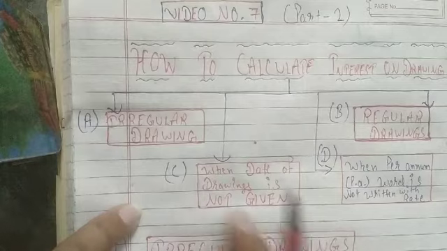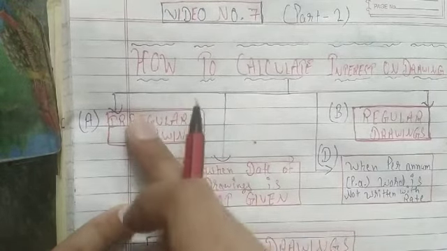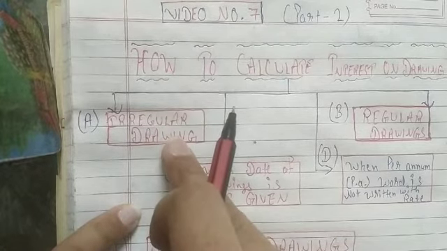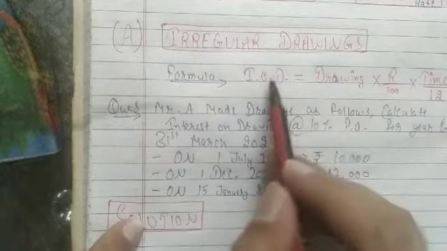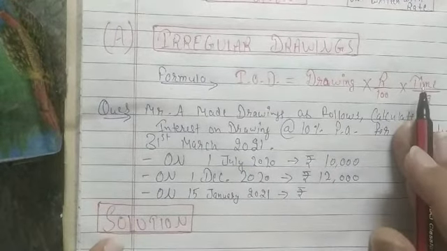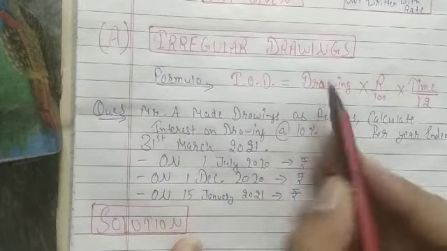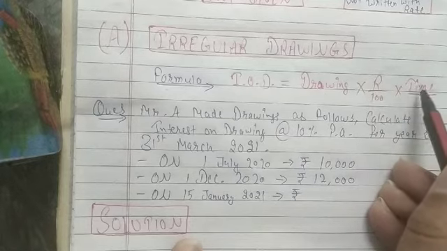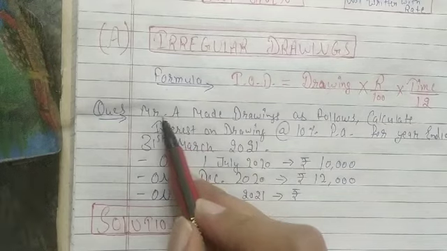Fine. So let us discuss case A first, when irregular drawings are given. Irregular means when the amounts of drawings are different and the dates of drawings are different. So let's see the first case. Case A, irregular drawing. In case of irregular drawing, your formula for interest on drawing will be equal to amount of drawing into rate upon 100 into time upon 12. Clear?